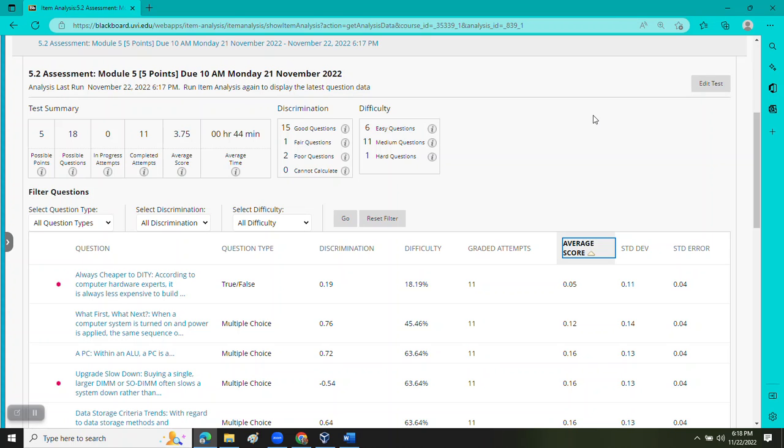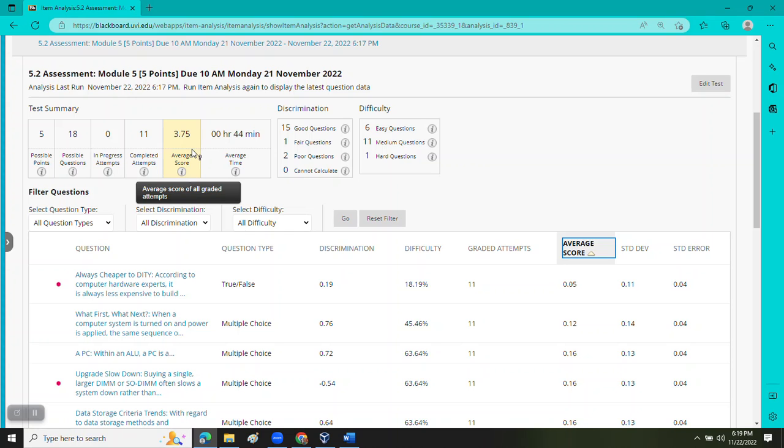We're conducting an item analysis of the initial attempt of Module 5 assessment in CSC 241, Computer Architecture. 243 is next semester. There were 18 questions. The average student consumed 44 minutes out of a 60-minute period to engage each of those. The average score was a 3.75, which is about a 75 average overall.